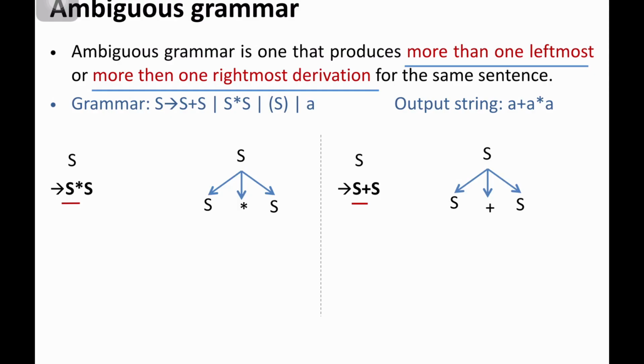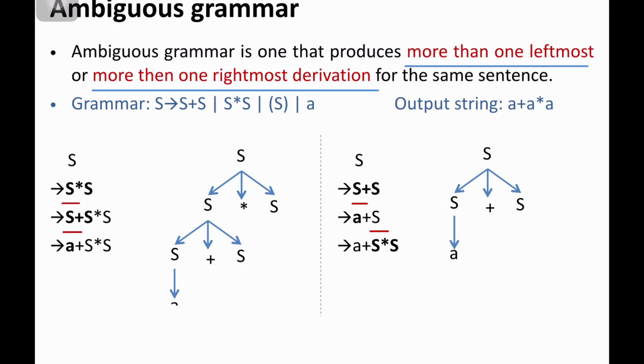I applied two LMDs. I have taken two separate rules: S gives S star S and the other one is S gives S plus S. So now the first S is replaced by a, and on the other side S is replaced by S plus S, and the leftmost variable is again found. So on the other side I have to replace, that is star S, and on the other side it is replaced by a.